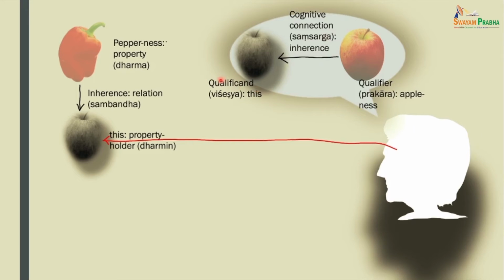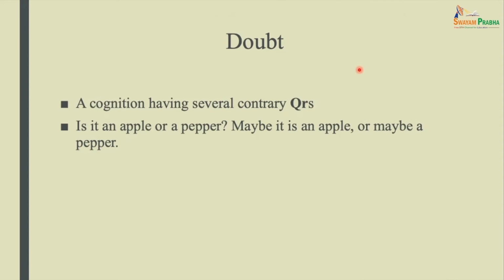So this way, validity is, not in a very perfect sense, but somehow something like correspondence between the real picture and the cognitive picture. And then there is a doubt. What is a doubt? It's a cognition having several contrary qualifiers. What is contrariety? Contrariety is a property we'll talk about. So for example, is it an apple or a pepper? That is a doubt. Or somehow you think that maybe it is an apple or maybe a pepper.